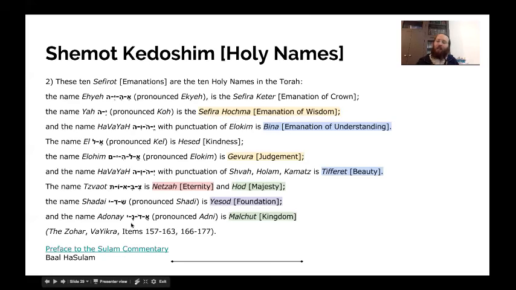But in the prayer book, the word that you'll see there is actually Tiferet. You'll actually see the emanation of Tiferet. You'll see the Havaya.